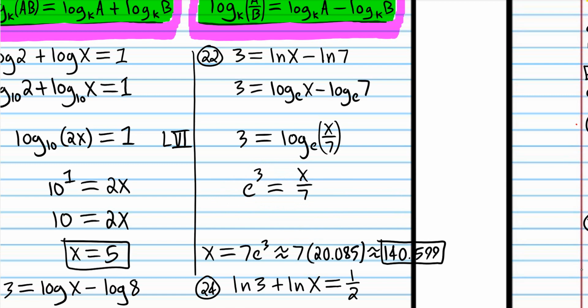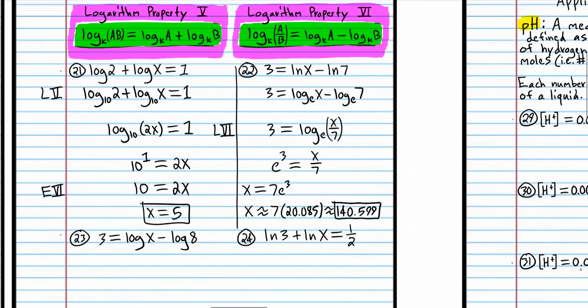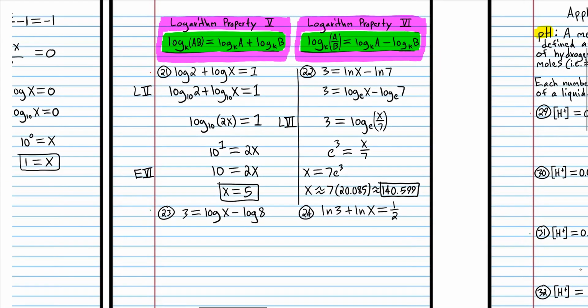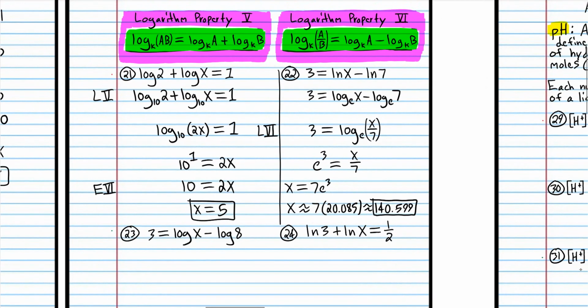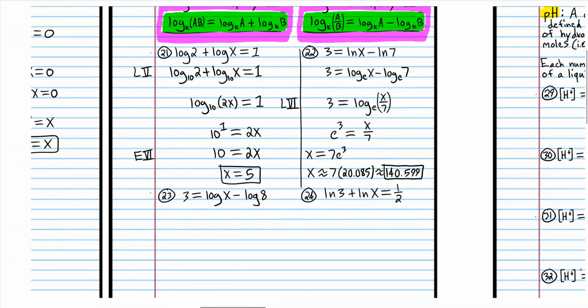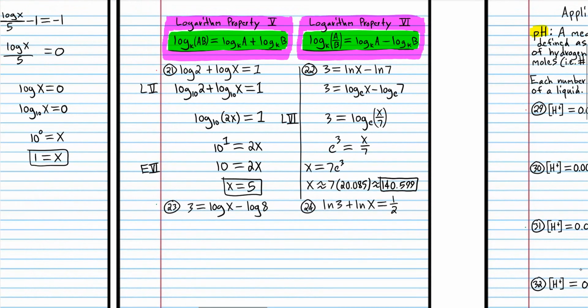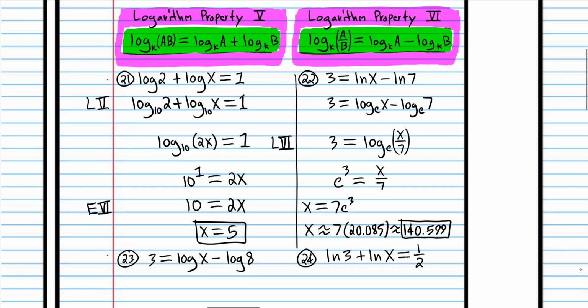Okay, let me bring this up. All right, so now it's time for you to try. Go and attempt number 23. You have your logarithm properties up there. And when you come back, we'll do it together.